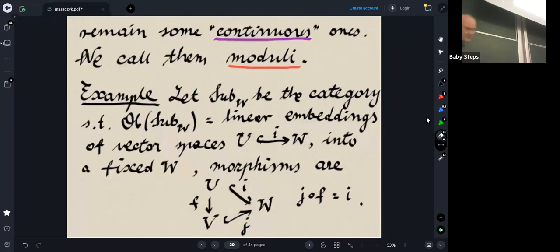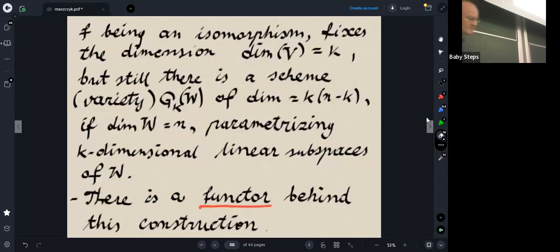So let me show you an example. Let Sub W be the category of linear embeddings of vector spaces into a fixed vector space W. Take these as objects, and morphisms between these objects are commutative triangles as depicted below. F being an isomorphism, if we want to identify these embeddings up to isomorphism, we fix the dimension of this space V, let's say equal to K.